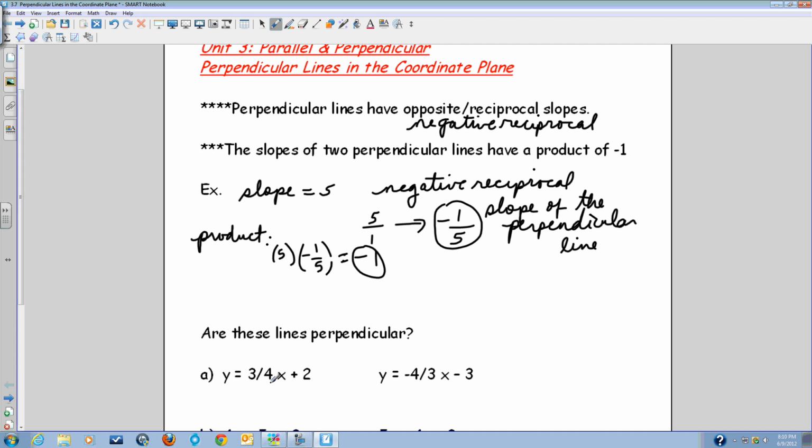So, say for instance, you start off with a line that has a slope of 2/3, and you want to find the slope of the line perpendicular to it. You take the negative reciprocal, so you're going to basically turn it upside down and change the sign. Okay, so this is the slope of the perpendicular line.